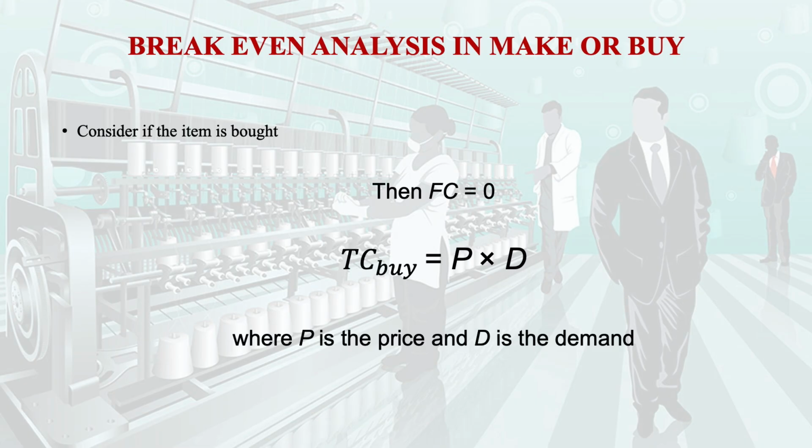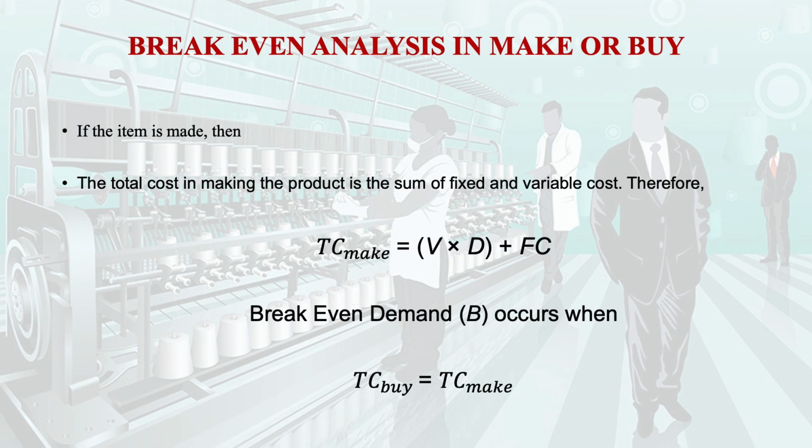Now consider if the item is bought. That means that we are directly purchasing the material. Then what is the fixed cost? Since we are directly purchasing, the fixed cost will be 0. So the total cost of buying the product will be the price of the product multiplied by demand, the number of products. We have indicated P is the price and D is the demand.